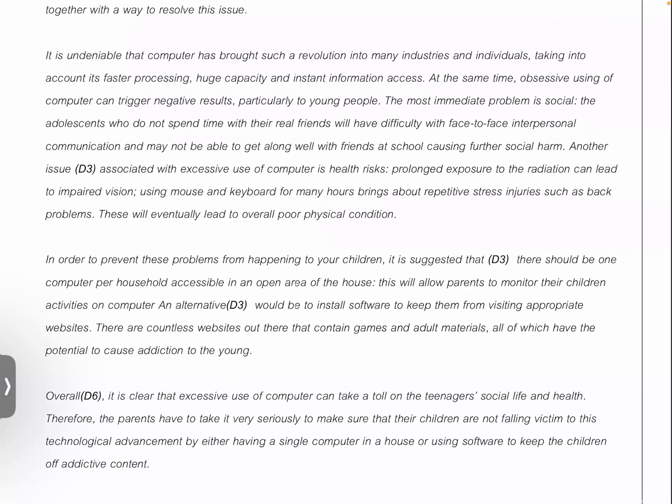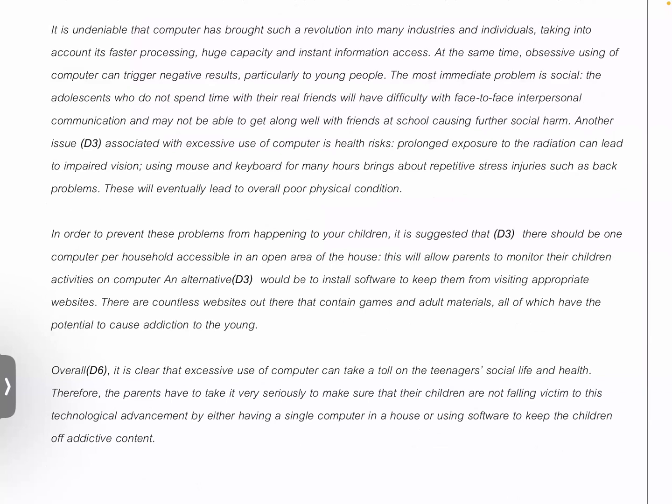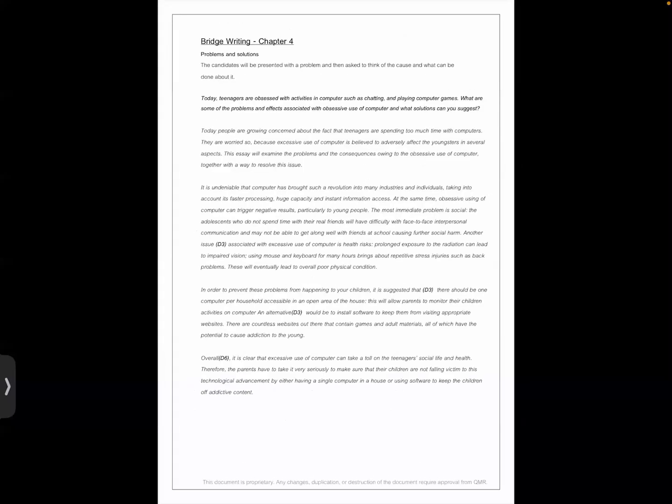And when we say parents have to make sure that students are not falling victim by having a single computer, we have said that before. We say there should be one computer per household accessible in an open area of the house. And when we say using software, this is exactly what the third paragraph says. On the third line, when it says an alternative would be to install software to keep them from visiting inappropriate websites. So that's it.